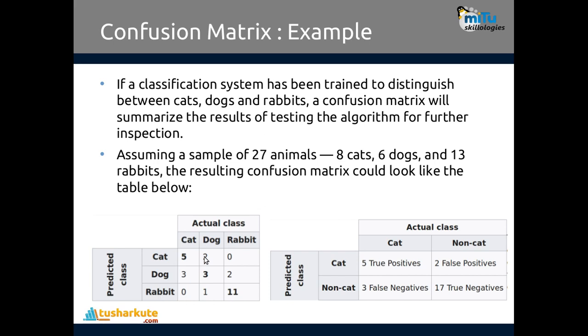Now let's look at that. Out of 27, 5 plus 3 plus 11, 19 entries are matching. Out of 8 cats, 5 cats are matching. Out of 6 dogs, 3 dogs are matching, and out of 13 rabbits, 11 rabbits are matching. That's how the confusion matrix will show you in n by n format. N means number of classes.